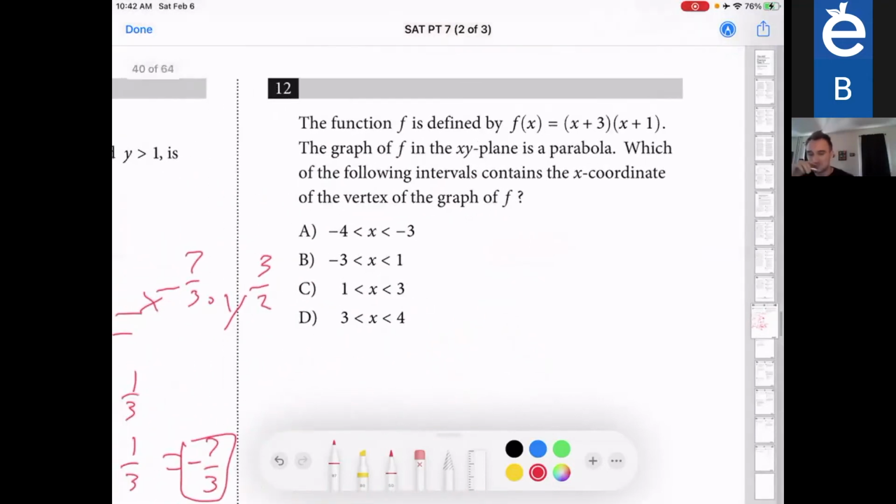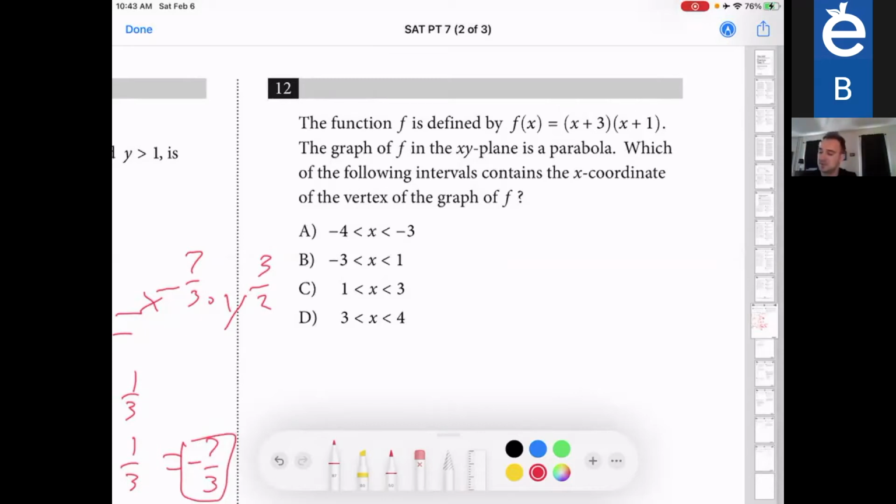Let's look here at number 12. It says the function f is defined by f of x equal to the product of x plus 3 and x plus 1. The graph of f in the xy plane is a parabola. Which of the following intervals contains the x coordinate of the vertex of the graph of f?